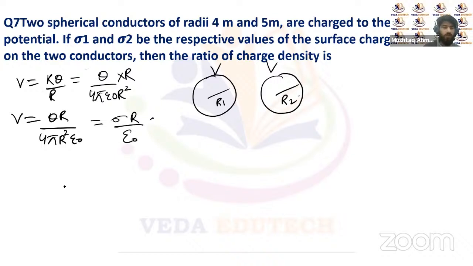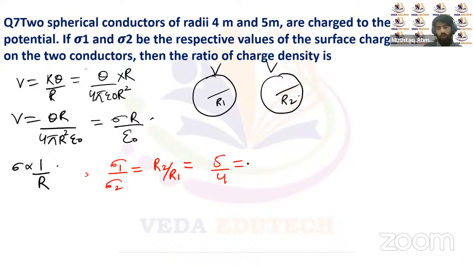Now epsilon naught is a constant, and the two spheres have the same potential. It means that sigma is inversely proportional to r. So the ratio of the two charge densities, sigma 1 over sigma 2, will be r2 over r1. The value of r2 is 5 and the value of r1 is 4, so the ratio of the charge densities for the two conductors will be 5 to 4.